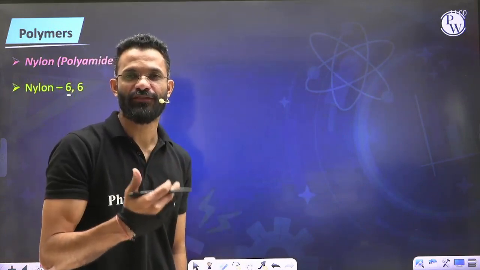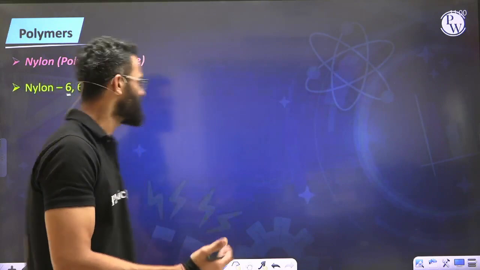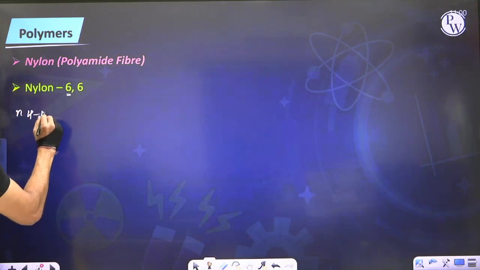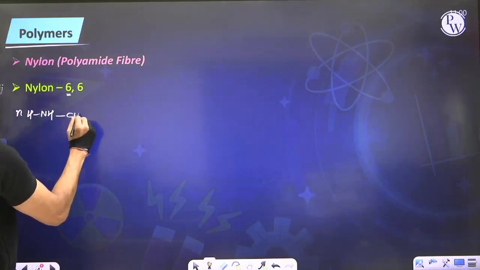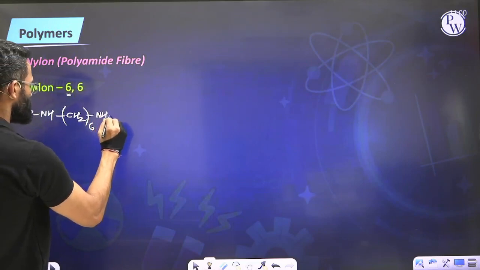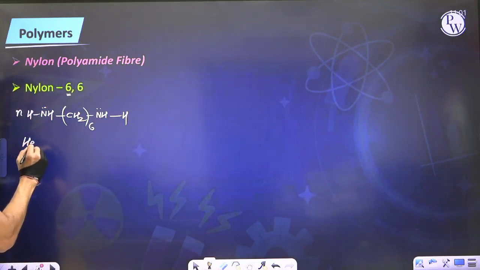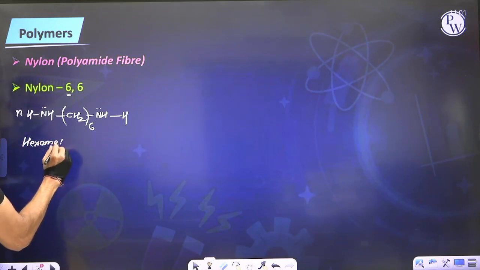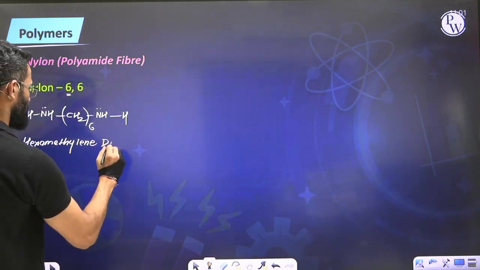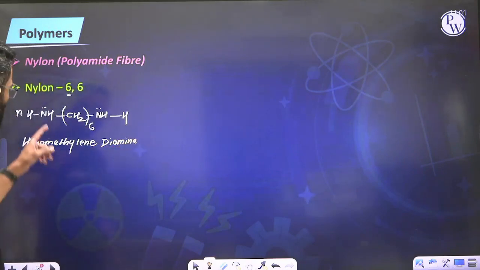So 6 means hexa. The first monomer is hexamethylene diamine. What is it? Hexamethylene diamine. Suppose I represent hexamethylene diamine, I'm taking n number of amine, so that is NH2, connected to 6 methylene. So hexamethylene. This is diamine. I'll write down the name. So our first monomer is hexamethylene diamine.